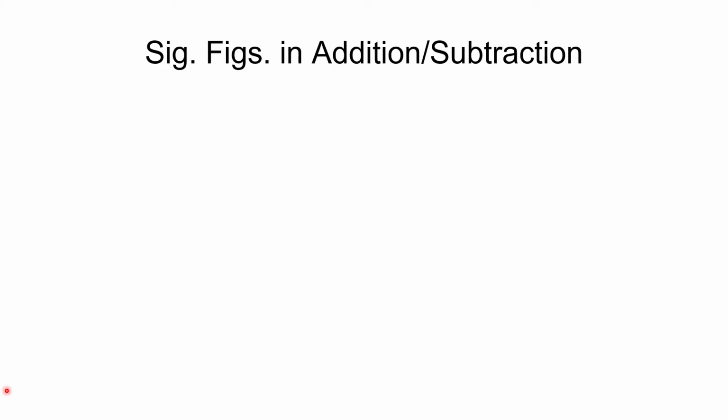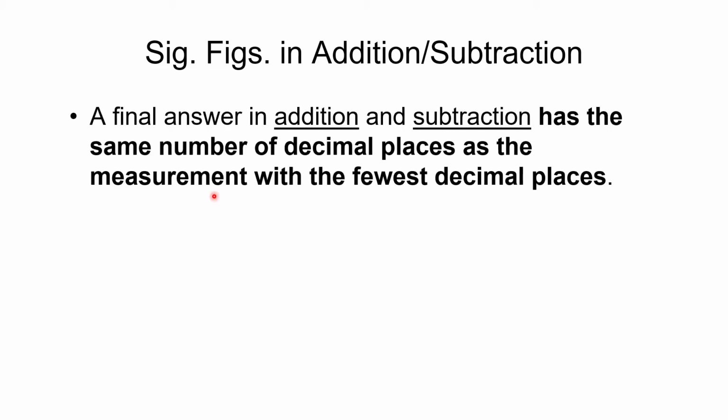The first rule is for addition and subtraction. The second rule is for multiplication and division. And the third rule is for exponents and logarithms. Well, let's do the addition and subtraction rule first. When we're doing an addition and subtraction problem, the answer needs to have the same number of decimal places as the measurement with the fewest decimal places.